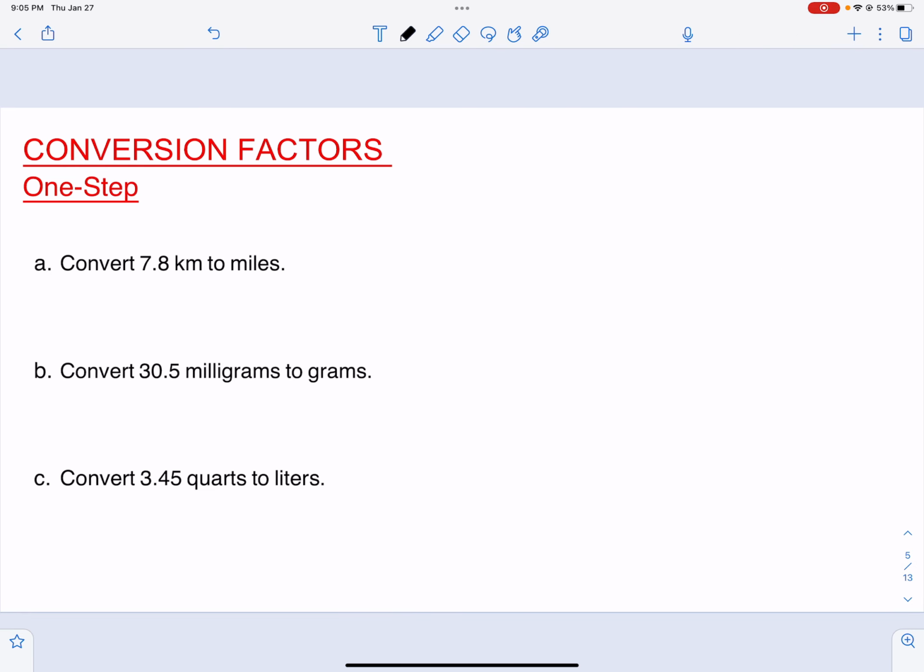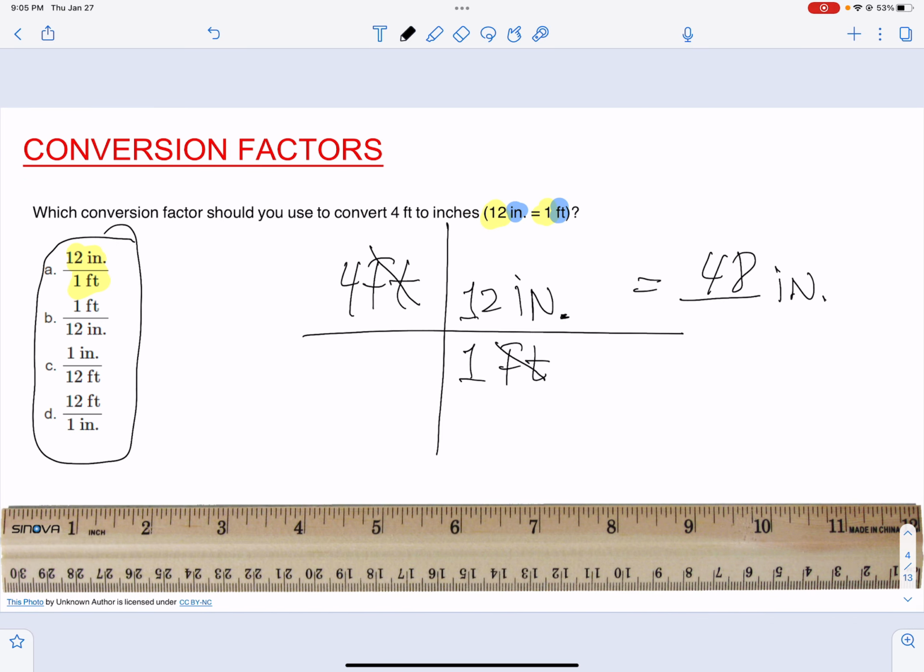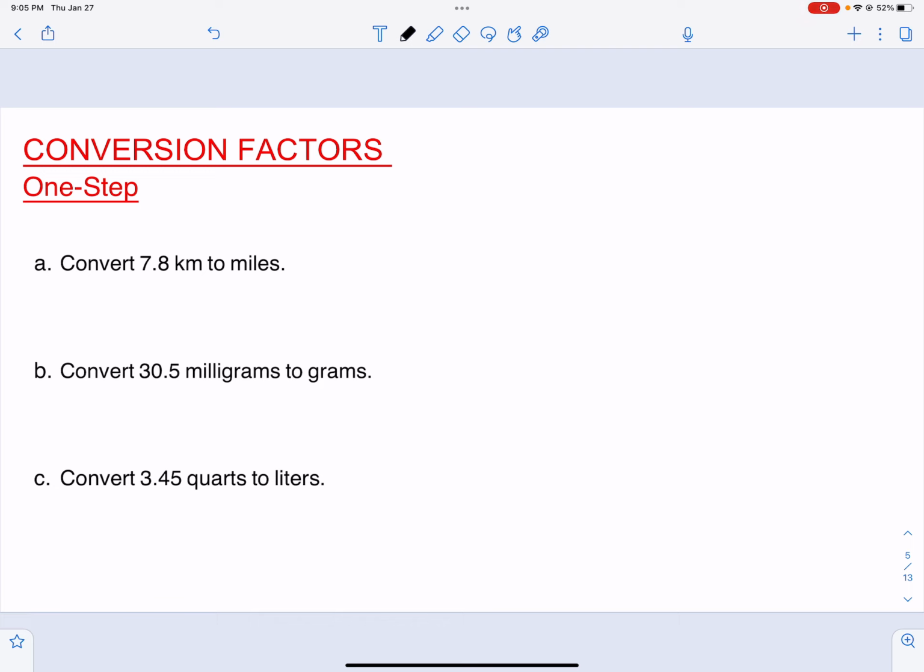So that's what we call one step, because that's what we did. We only use one conversion factor. So let's do these 3 problems then. Conversion factor using one step. So I know I'm just going to use one step.